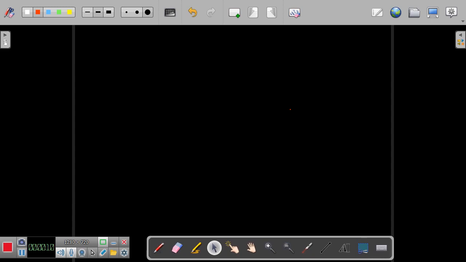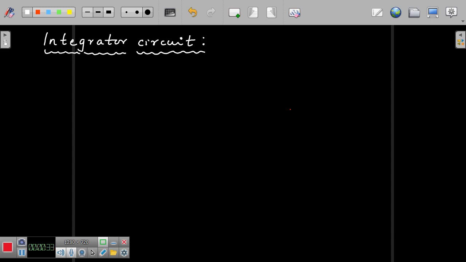So today we will discuss about the integrator. All of you please note down parallelly whatever I am writing here. So, integrator circuit using operational amplifier, right?